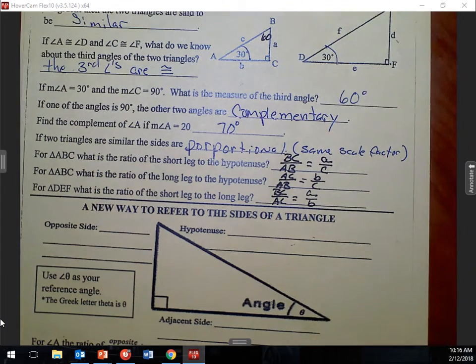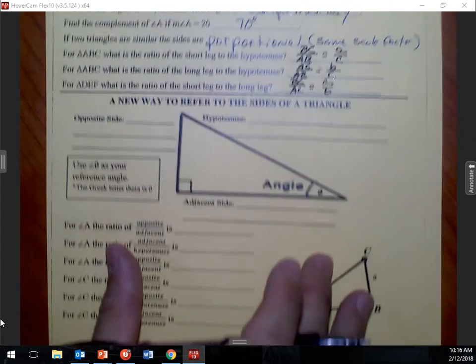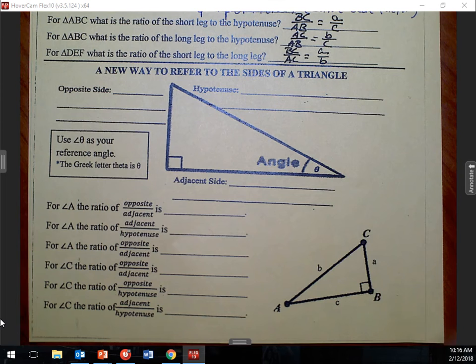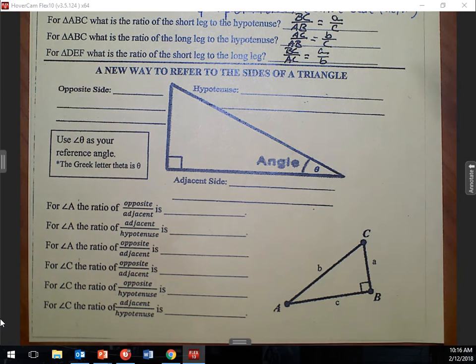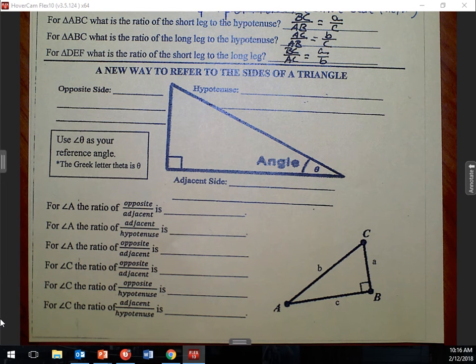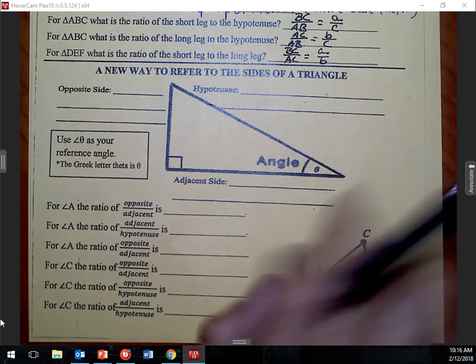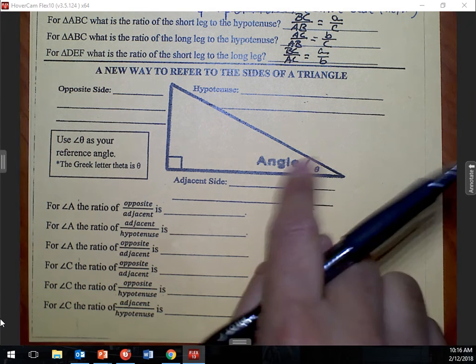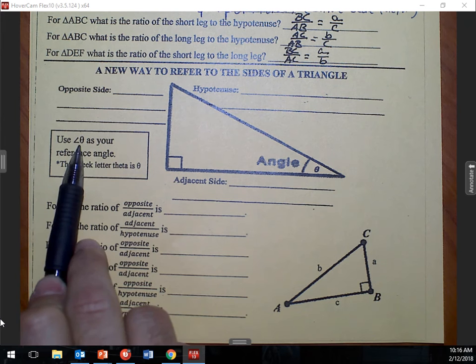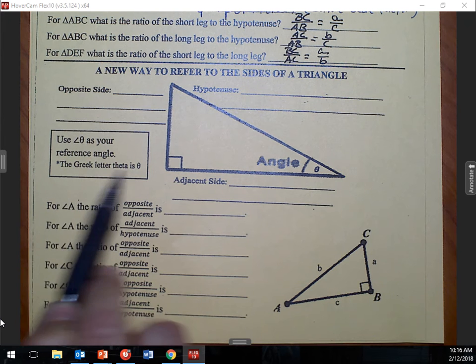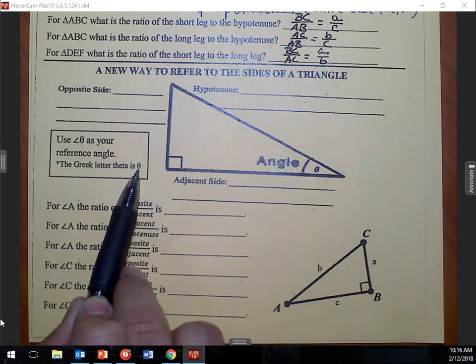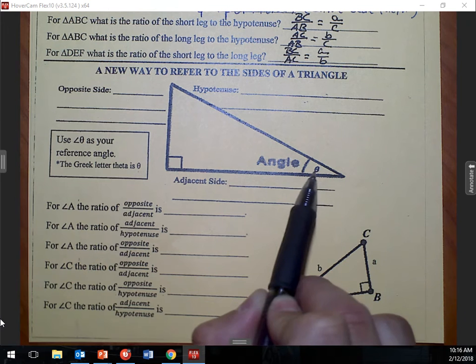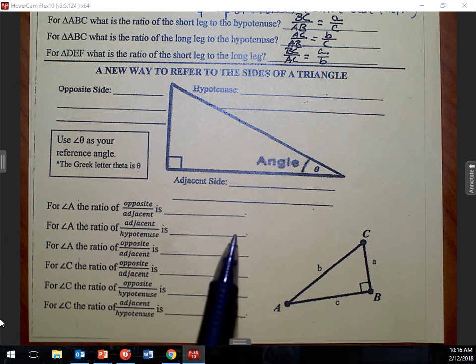Now, we're going to start referring to these. Okay? New way to refer to the sides of a triangle. So now we're going to refer to them according to where they're at. If I'm starting right here, this is my angle of reference. Use angle theta as your reference angle. Greek letter theta, so it's a circle with the line through it. So this is theta. That's my angle of reference.